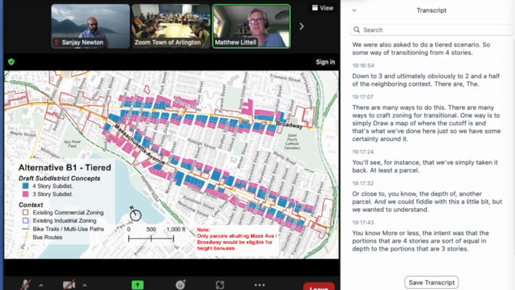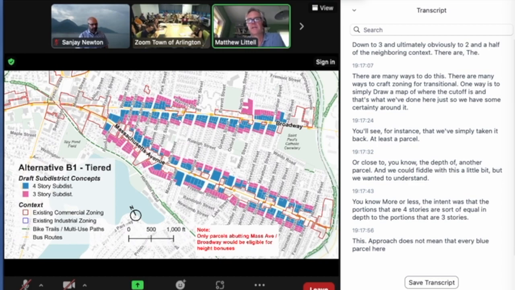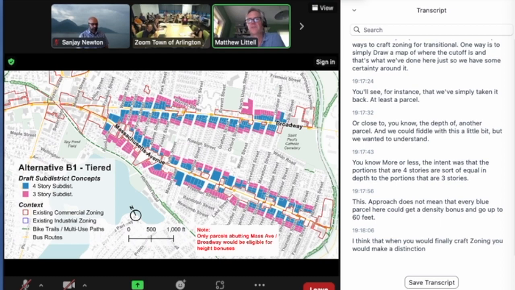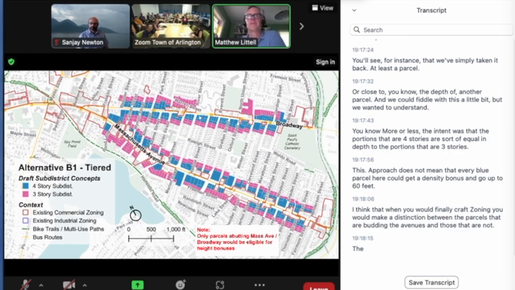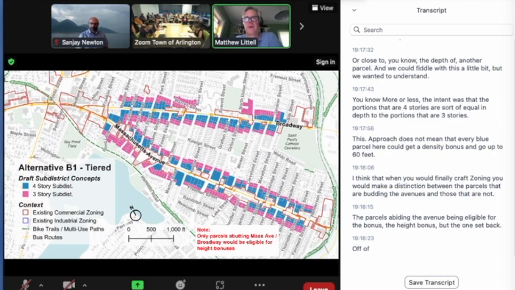This approach does not mean that every blue parcel here could get a density bonus and go up to 60 feet. I think that when you would finally craft the zoning, you would make a distinction between the parcels that are abutting the avenues and those that are not. The parcels abutting the avenue would be eligible for the height bonus, but the ones set back behind would not be eligible, simply going to 4 stories.